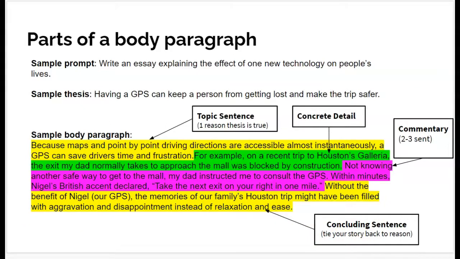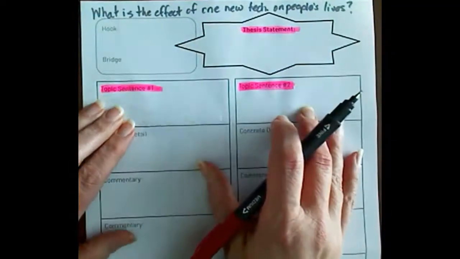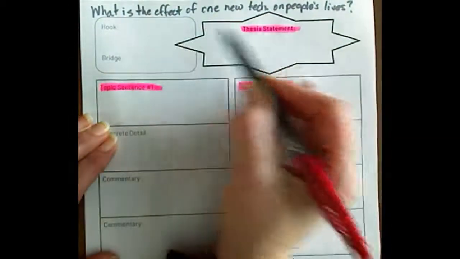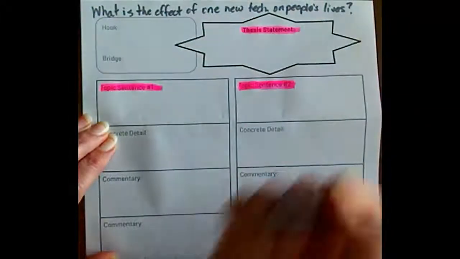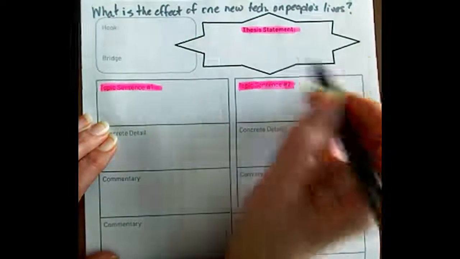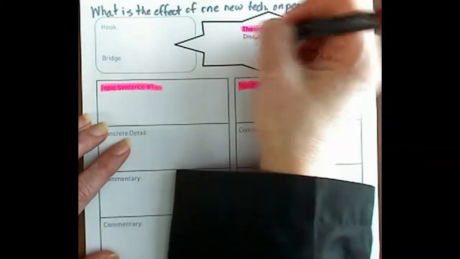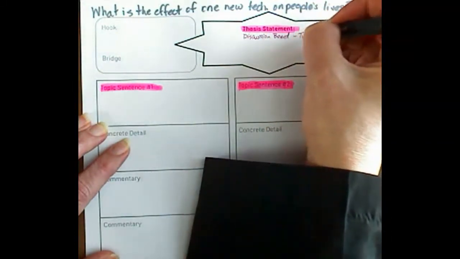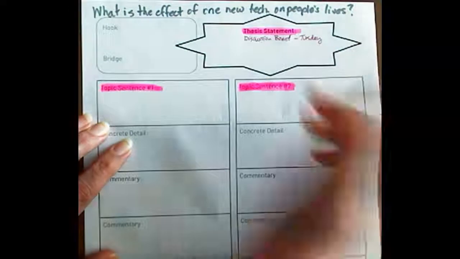Okay, so let's pause. Now let's take a look at your graphic organizer. And you see the parts I have highlighted in pink? These are the parts I want you to write out. Okay, so our question is, what is the effect of one new technology on people's lives? You're going to write your thesis statement. You can use the thesis statement that you shared in the discussion board. Did you get approval? So you shared one from Tuesday's activity. Okay, so that was Tuesday's lesson. If you have that, you can write it out. Remember, it's going to answer this question.